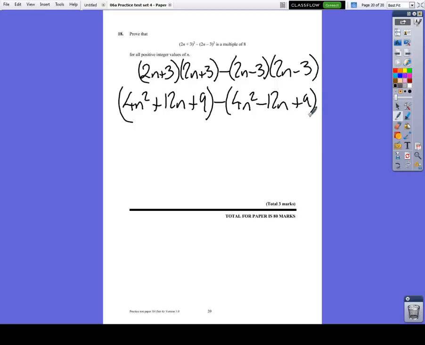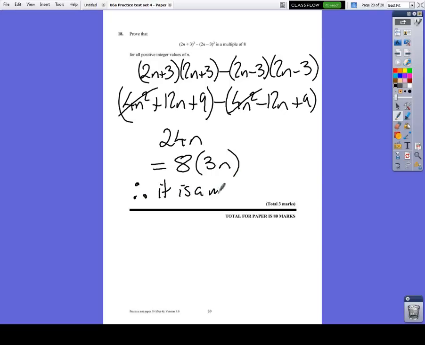Now to simplify that together, 4n squared take 4n squared would cancel each other out. You've got 12n subtract minus 12n, so that's like 12n plus 12n, so we've got 24n there. And then we've got 9 subtract 9, which cancels out. So all of that just simplifies down to 24n. I can write that as 8 lots of 3n. And 8 times anything is a multiple of 8. So therefore, it is a multiple of 8.